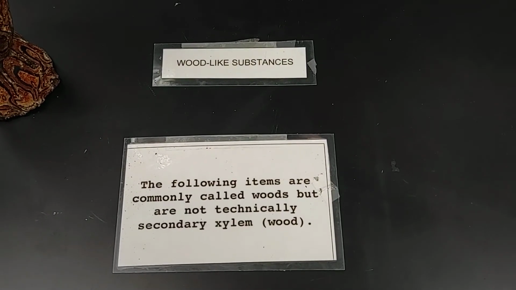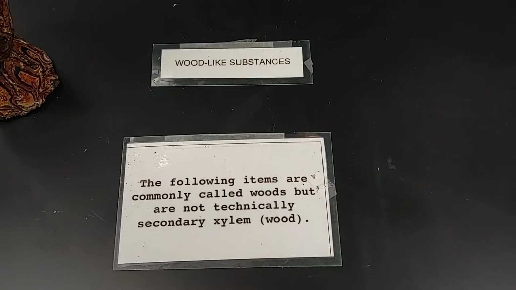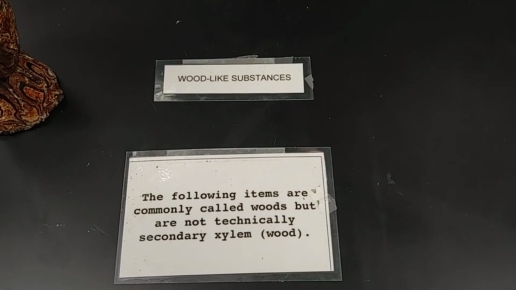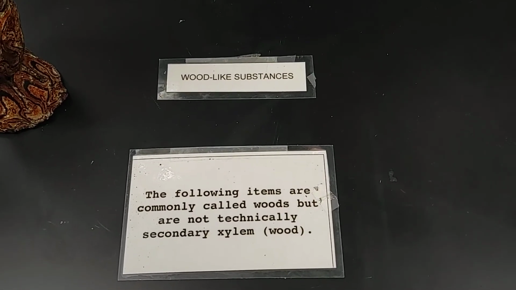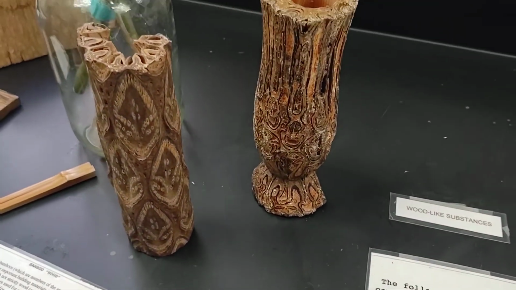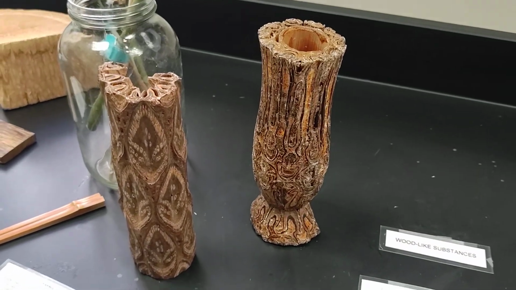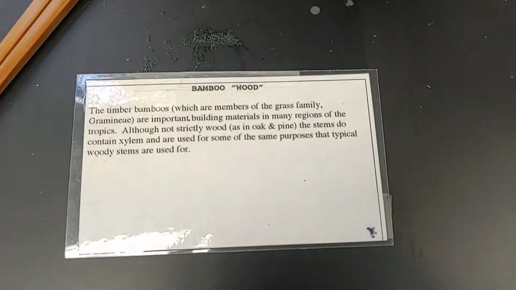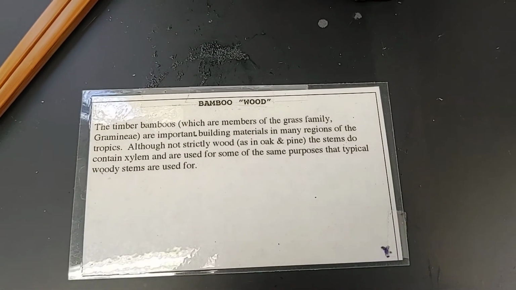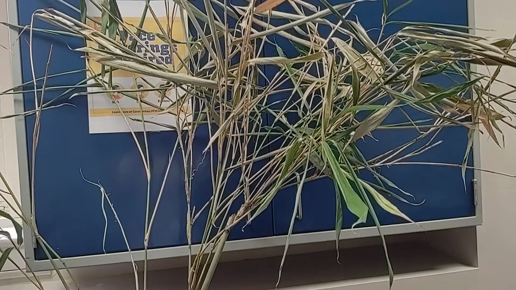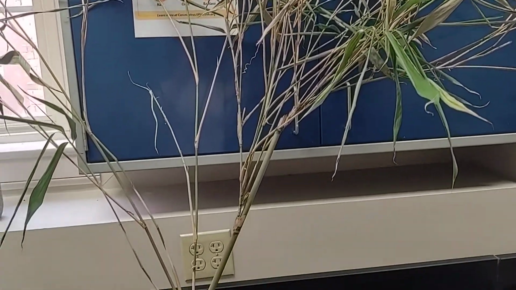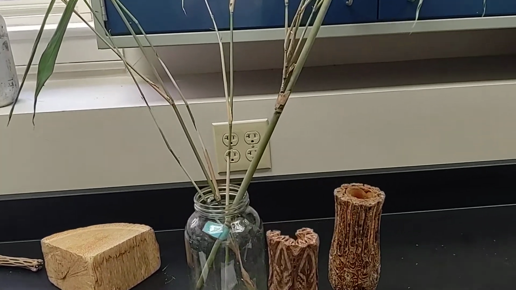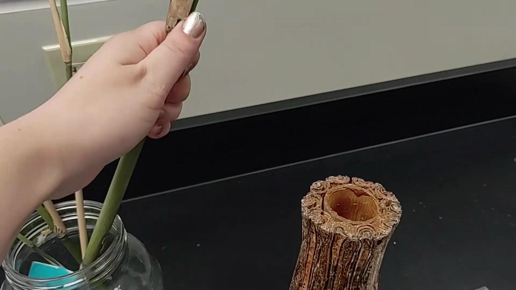These are not made of wood, but they're very tricky because they are really hard. But they're monocots, so that means they cannot produce wood. These are made from bamboo and some bamboo chopsticks. This is a very commonly used plant. It's actually a grass. And here we have a sample of bamboo, pretty large. This can overtake an area very easily as it grows through rhizomes.